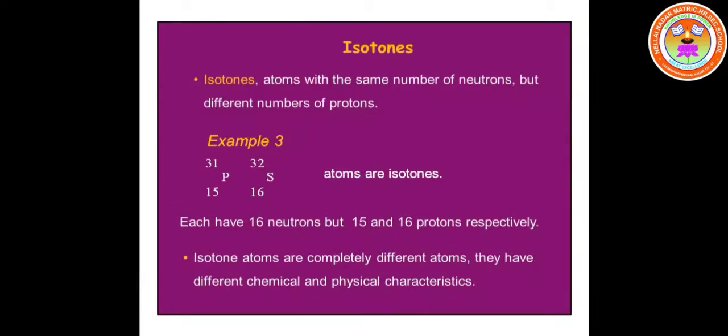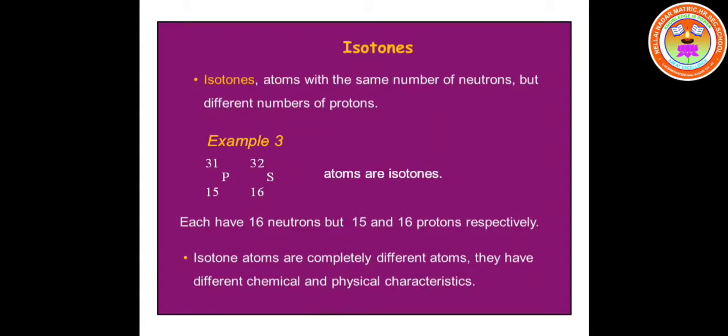We can calculate the number of neutrons in an element by subtracting its atomic number from its mass number. Okay, children? For phosphorus, the atomic number is 15, mass number is 31. So when we subtract 15 from 31, we get 16. So 16 is the number of neutrons present in phosphorus.